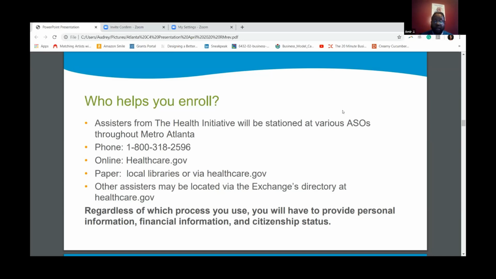Applications can also be done via paper. However, that is the slowest method to complete your application. So keep that in mind if you were wanting to actually write out a handwritten application. They are available at most libraries throughout the state as well.